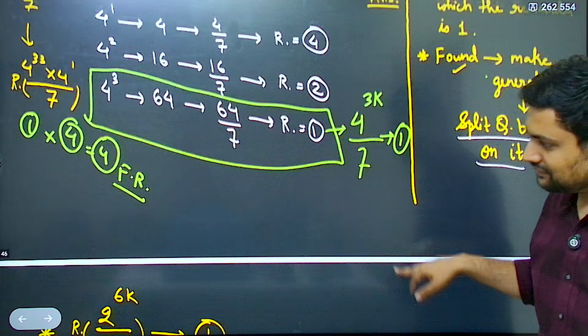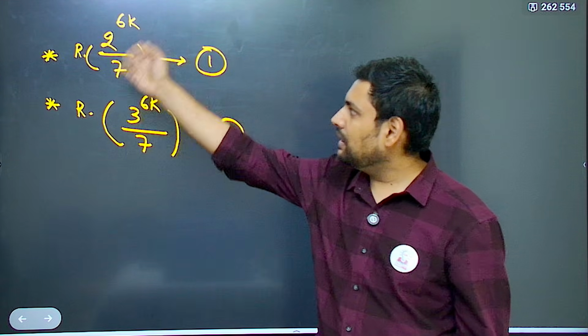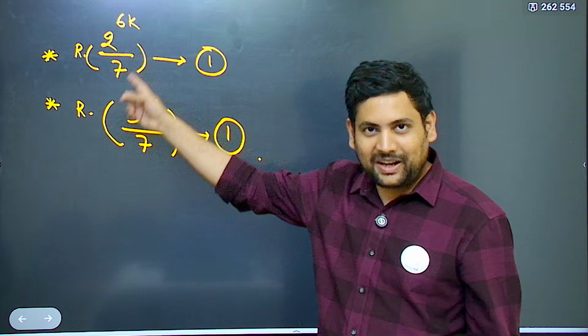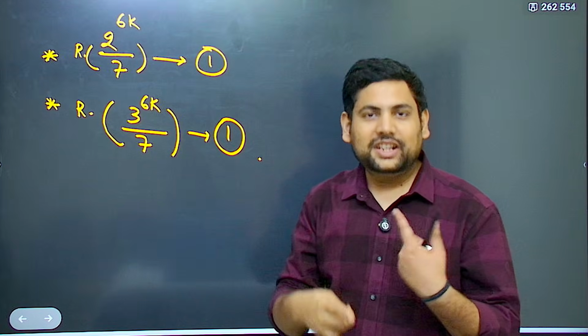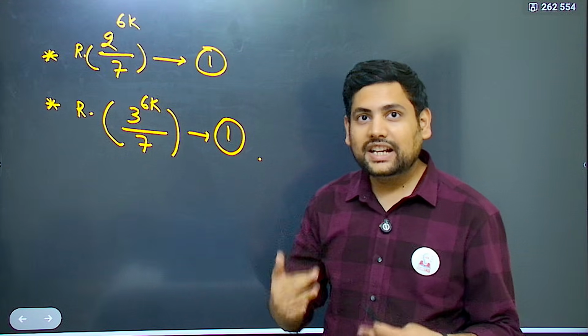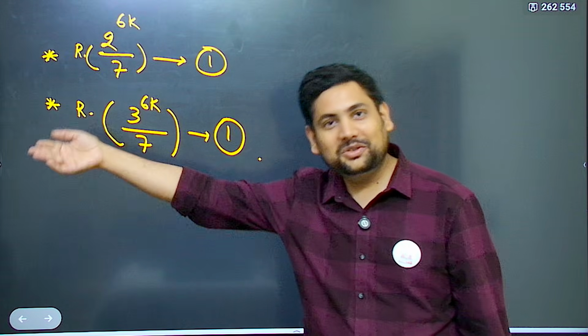Then, 2 power 6k by 7 gives you 1, 3 power 6k by 7 gives you 1. This you can remember. So if it is 2 power something or 3 power something divided by 7, you just know where it is going to come. Otherwise you will have to go till 6.